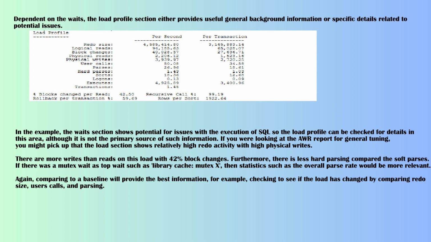If you were looking at the AWR report for general tuning, you might pick up that the load section shows relatively high redo activity with high physical writes. There are more writes than reads on this load with 42% block changes. Furthermore, there is less hard parsing compared to soft parses. If there was a mutex weight as top weight such as library cache mutex X, then statistics such as the overall parse rate would be more relevant.